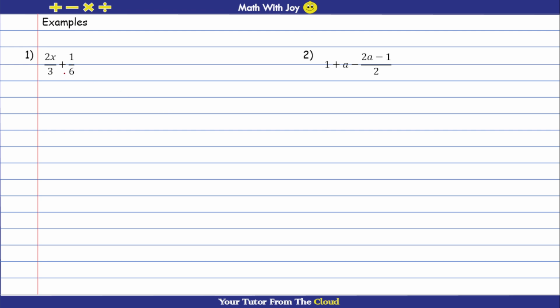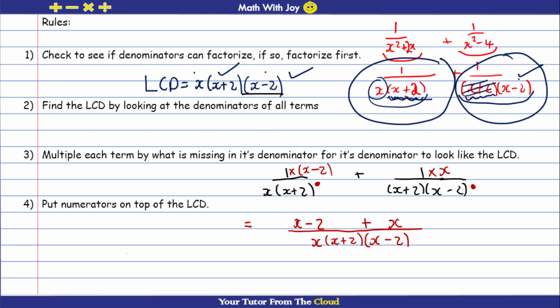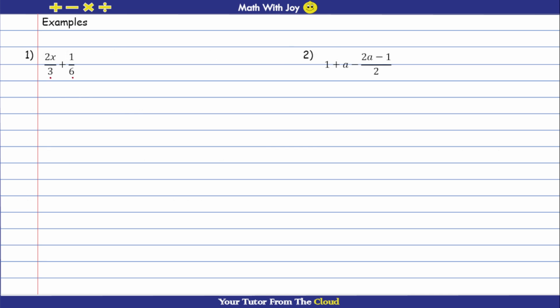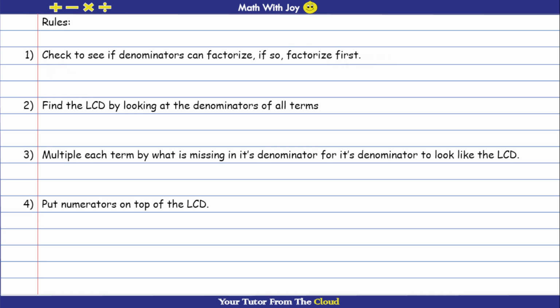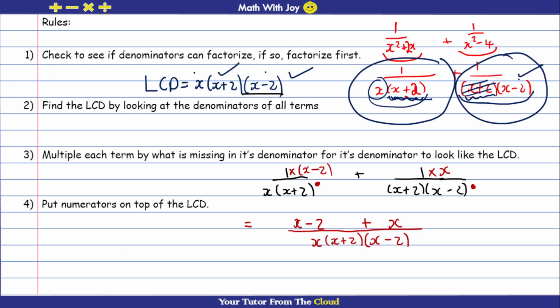So for the first one, we see we have two terms, with a denominator 3 here and a denominator 6 here. As we said from our rule, we need to check whether the denominators can be factorized, and a 3 and a 6 cannot be factorized. So number 2, we find the LCD by looking at the denominators of all terms.